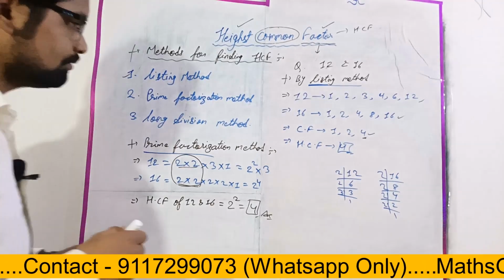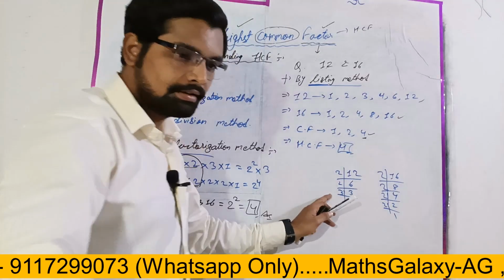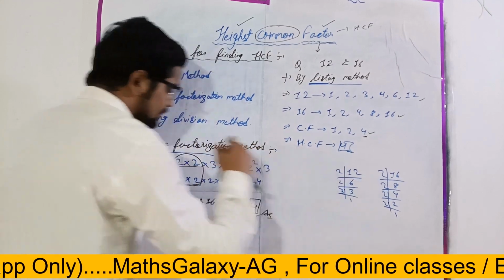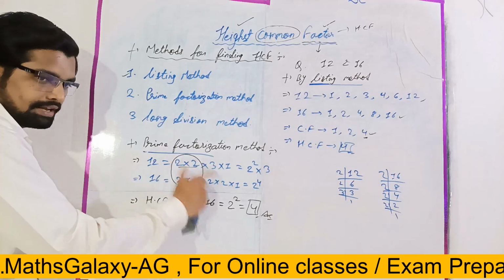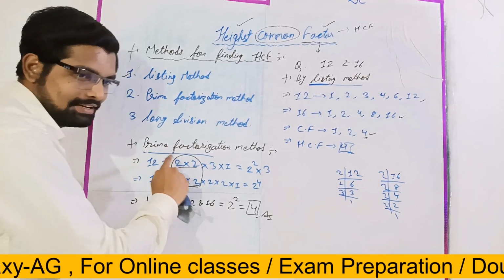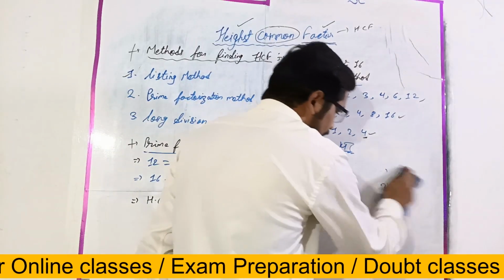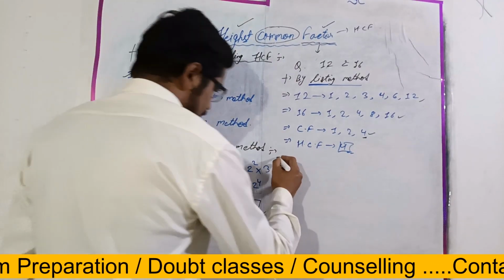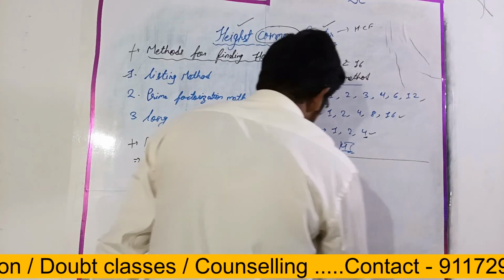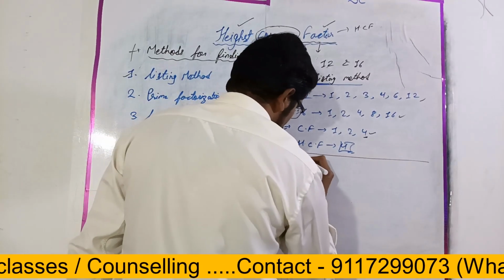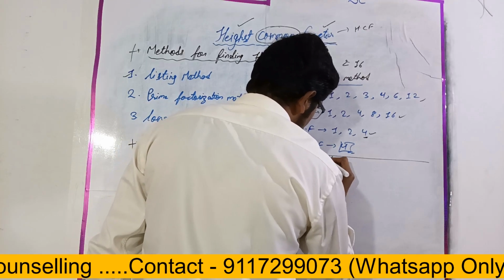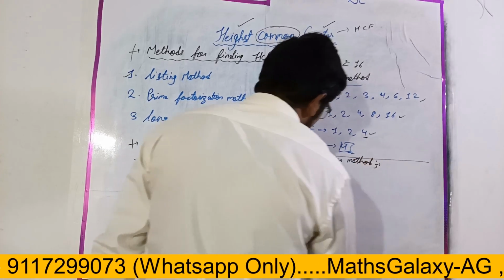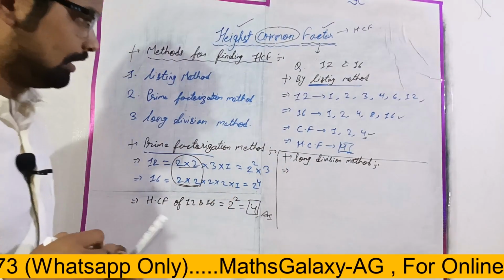Now let's see the division method. Can I erase this one? We got this with the help of prime factorization, as the meaning is already hidden in the heading. Prime factorization means we have to prime factorize. Now the next one, after the listing method, is the long division method. Okay, now can you tell me what we have to do?